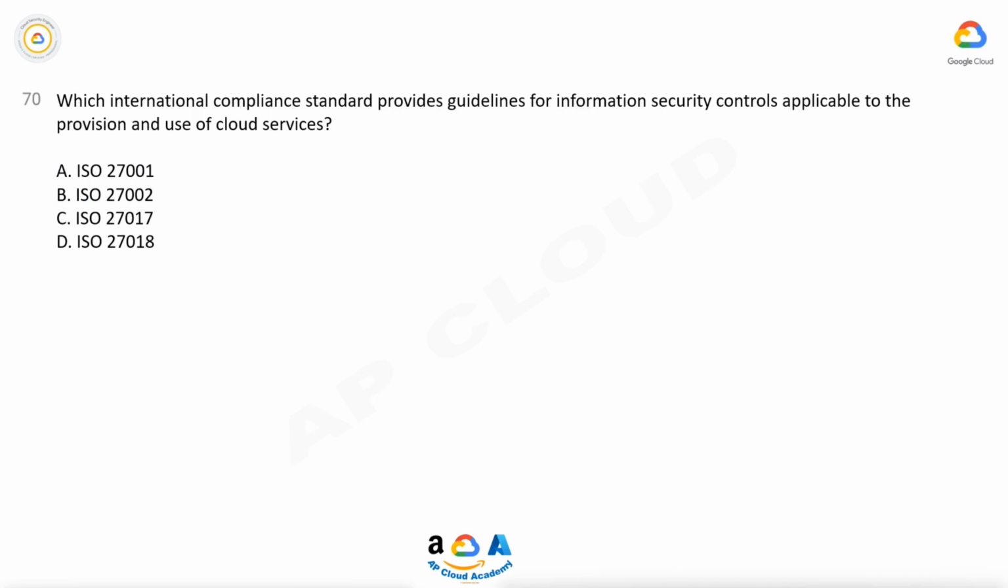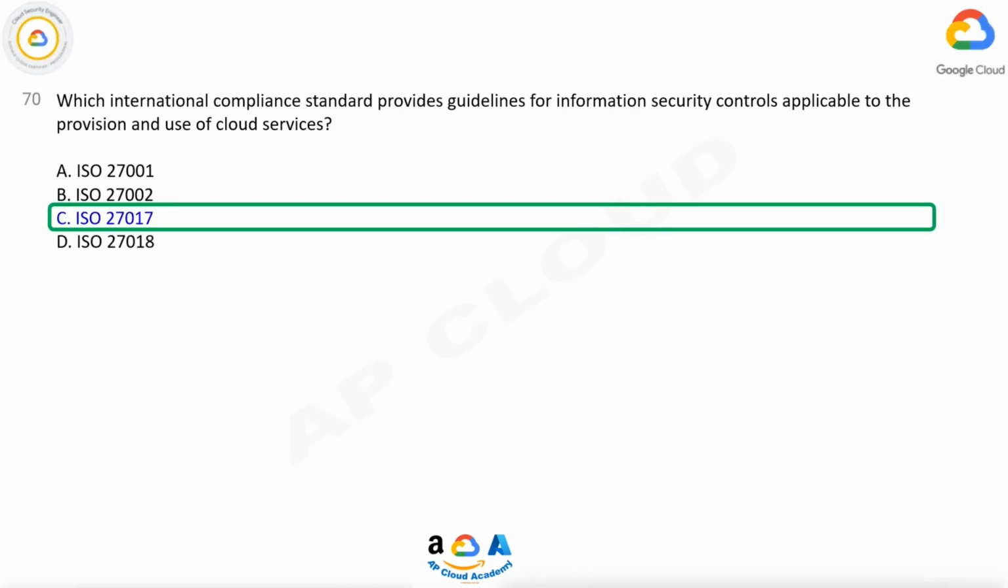70. Which international compliance standard provides guidelines for information security controls applicable to the provision and use of cloud services? A. ISO 27001. B. ISO 27002. C. ISO 27017. D. ISO 27018. Correct answer. C. ISO 27017.